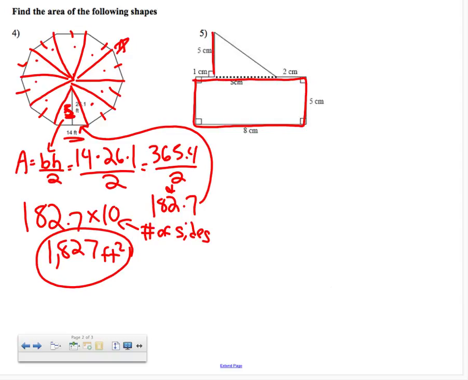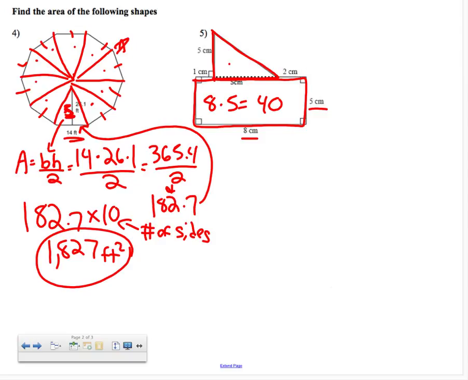I'm going to have the triangle piece right here. I'm going to find the area of each piece separately and then put them back together at the end. So we'll start with the rectangle because it's going to be easier. This rectangle is 8 by 5. So the area is base times height, or length times width, and I get 40. Well, that was simple enough.